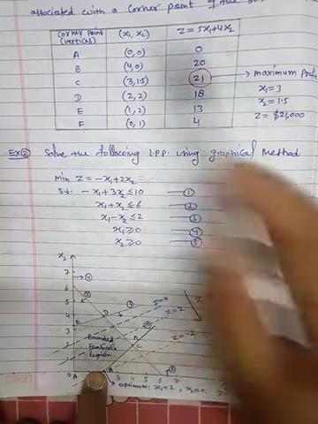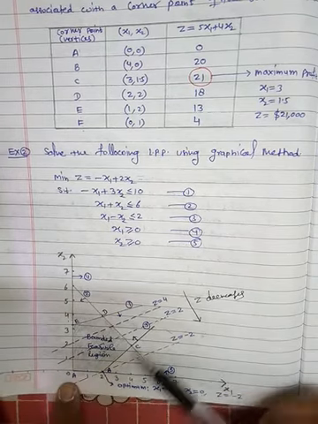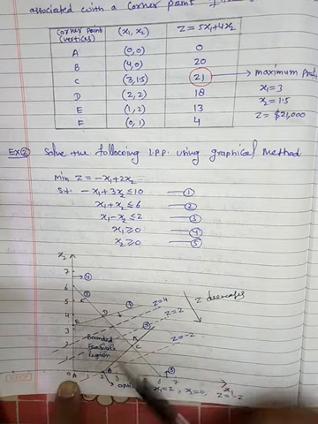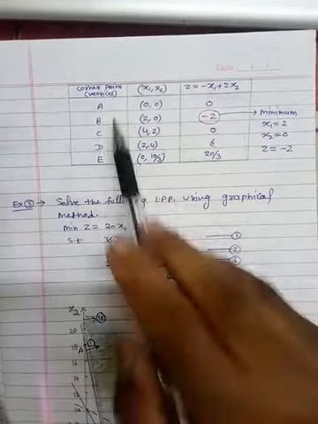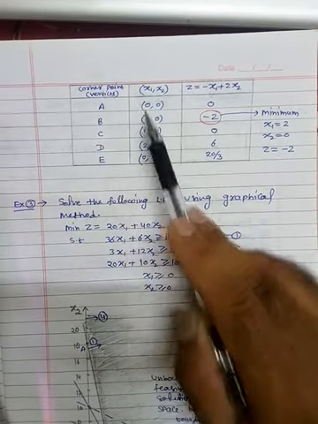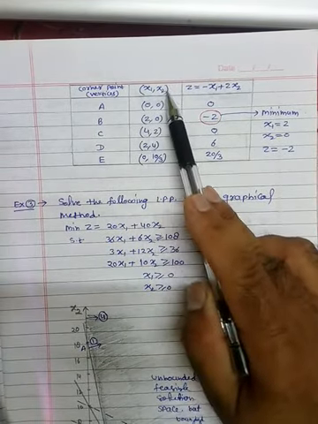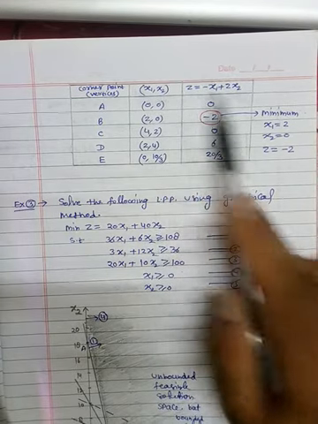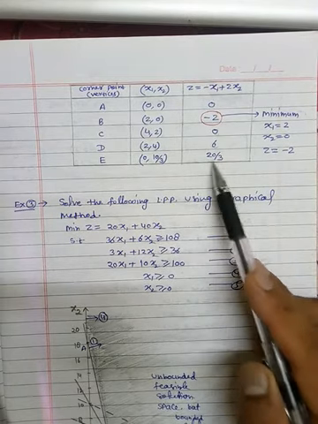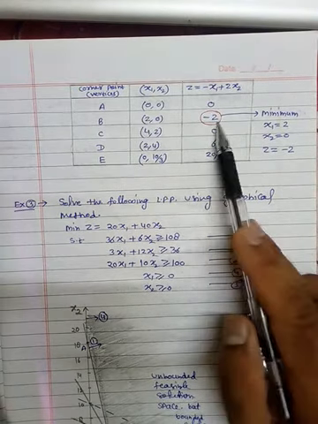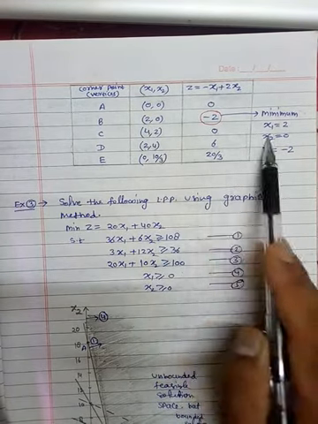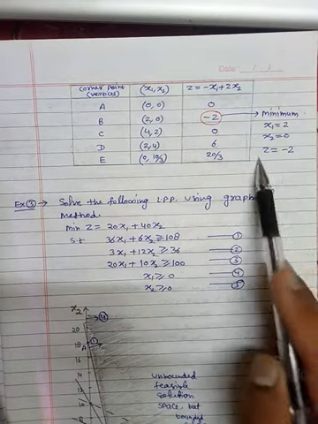Alternately, just like this method, here we have corner points A, B, C, D and E, 5 corner points. Find out their x1 and x2 values, and then you can easily find the minimum z. Based on these values, just find out z. Z will be 0, -2, 0, 6 and 20 by 3, and among these -2 is the least one, so the solution is x1 is equal to 2 and x2 is equal to 0. This is the solution, and z will be -2.